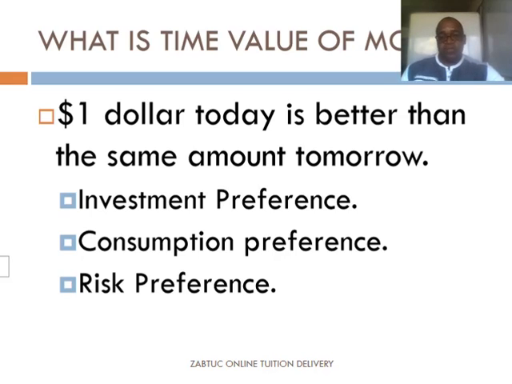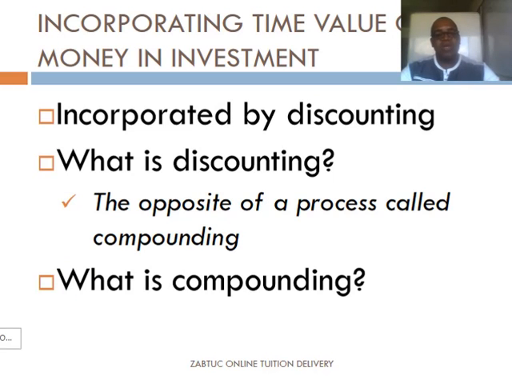Secondly, the $1 that you receive today gives you consumption preference, meaning that you can go and consume this rather than waiting for tomorrow. The third reason is that you're going to enjoy risk preference, meaning that once you receive your $1 today, the risk or the uncertainty of you not getting that money disappears. And it's for these reasons that an amount receivable today has a higher value compared to the same amount tomorrow. So the next question then is, how do we incorporate time value of money in our investment analysis?